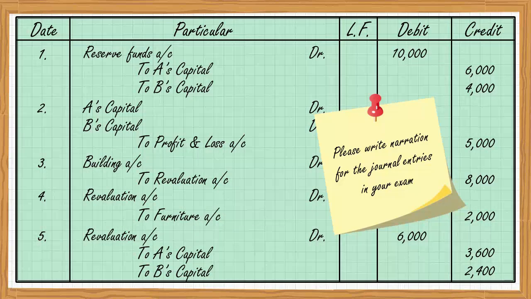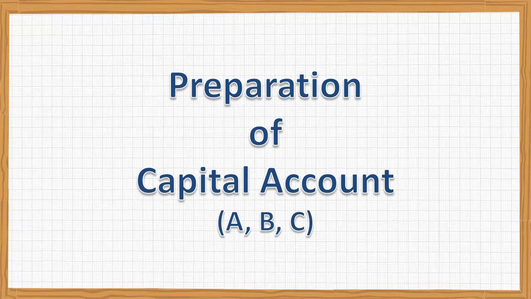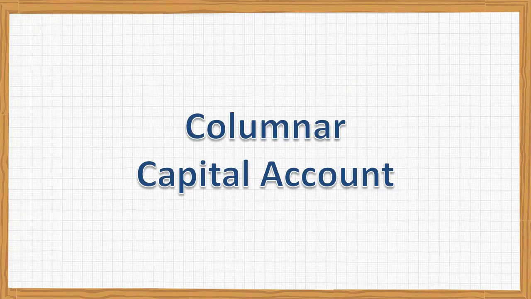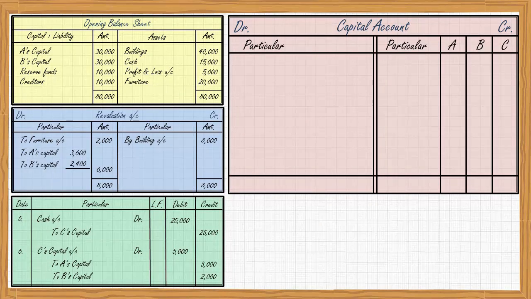So now we will prepare capital accounts of A, B, C. To make the question convenient, I strongly suggest that you should prepare columnar capital accounts. I mean to say on credit side, you prepare 3 columns for A, B, C, and in the same way on debit side, you should prepare the 3 columns A, B, C.